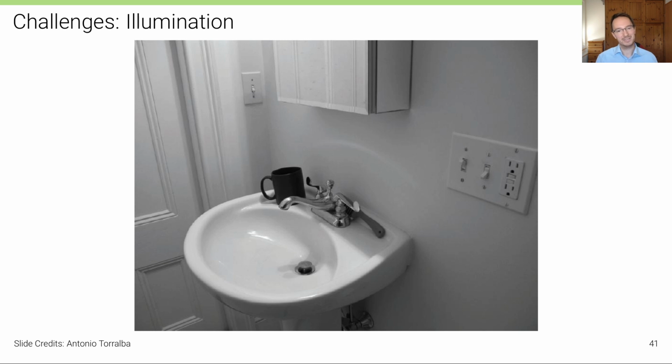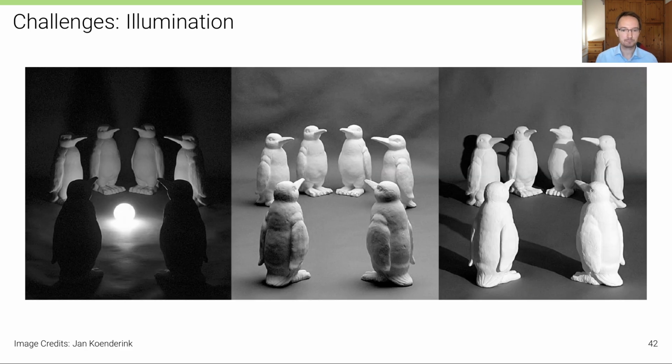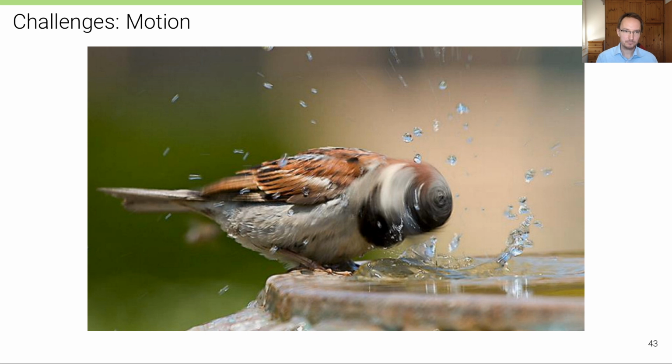So there's an intricate interplay between materials and light that gives rise to a lot of different images despite showing exactly the same scene. Here's another example from Jan Koenderink showing the same phenomenon, that how the scene appears depends on where you put the light source.